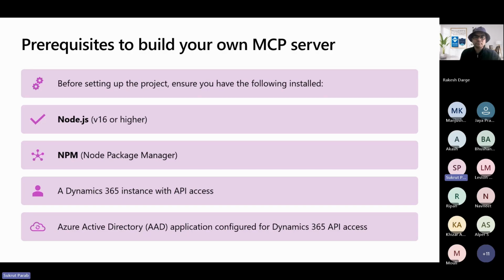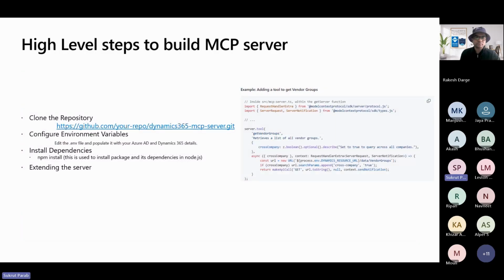Then you need a Dynamics 365 instance. It can be FNO or Dataverse, and then an Azure Active Directory application configured for Dynamics 365 API access, right? Similar to what we do in Azure Active Directory when we perform any integrations, we create an Azure client ID and secret. You need an Azure Active Directory application service principal to connect with the Finance and Operations or Dataverse instance. Those are the high level steps to build this MCP server.